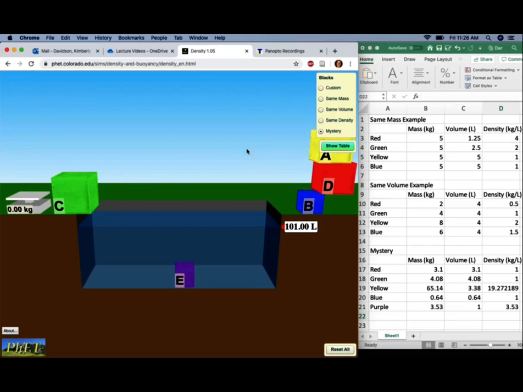Okay, so I hope that helped to understand density a little bit better. Remember that density of an object is proportional to the mass and inversely proportional to the volume.